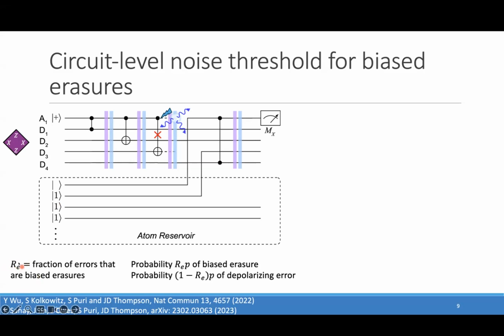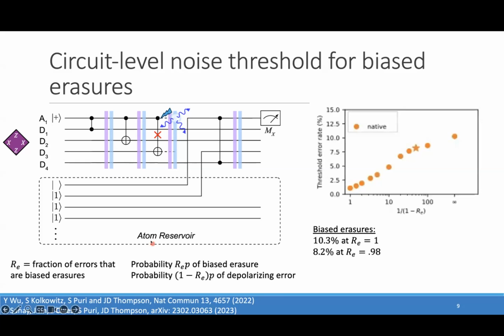And we'll define this R_e fraction as the fraction of the errors that are biased erasures. So I'm not going to assume that literally all my errors are biased erasures, but I'm going to assume that most of them are. And then the remaining errors are just going to be random depolarizing Pauli errors that I don't know about. So we can just do simulations and figure out what the threshold is. And if we just use a circuit to do error correction, we get a threshold of 10.3% if everything is biased erasures. And if we do a more realistic simulation where we assume, say, 98% of our error sources are biased erasures and 2% are Pauli errors, which we think is going to be achievable in some next generation of experiments, then we have a threshold of 8.2%.